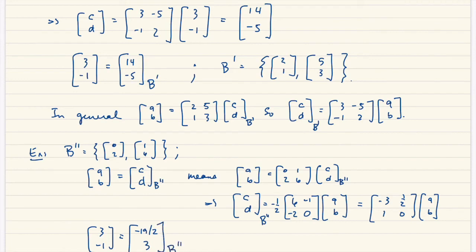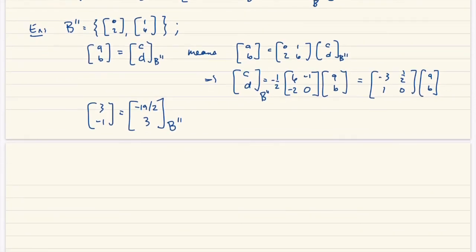And so that's how we would write those two. We would write this vector 3, -1 relative to the standard basis B, relative to the basis B prime that we did above, and relative to this basis B double prime. And so now the question is, what I really want to know, and really what the content of this entire section is about, is the following.